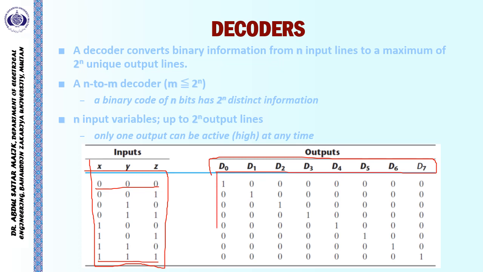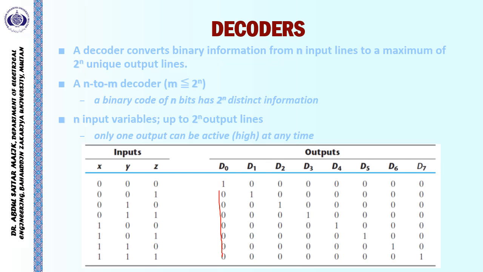Now we can see that the column of each output line has an output value equal to 1 for only one possible unique combination, and for all the remaining combinations the output is equal to 0. For example, in case of D0, the output is equal to 1 when all the 3 input variables x, y and z are equal to 0, otherwise the output value is equal to 0.